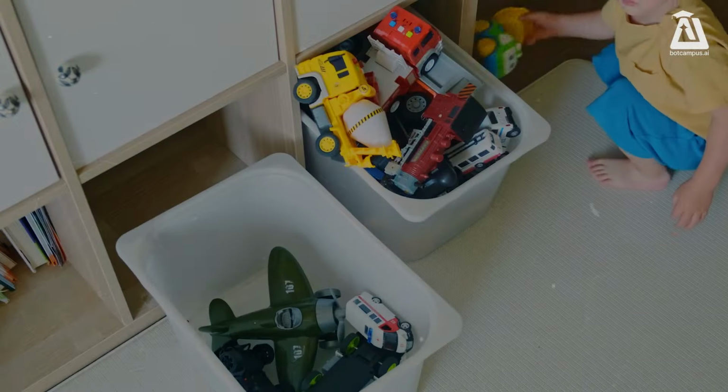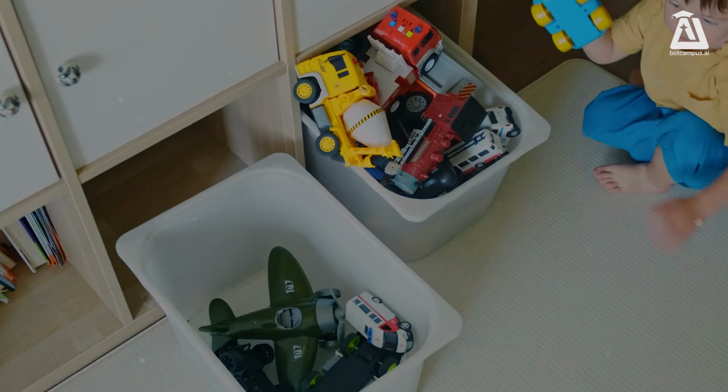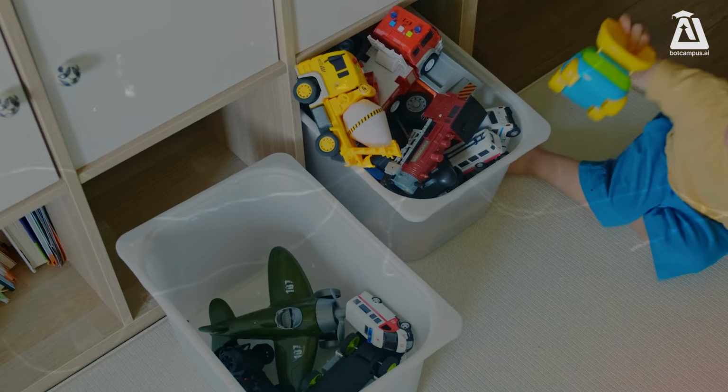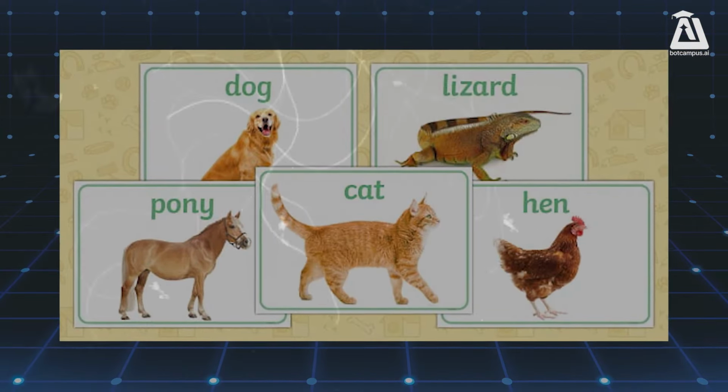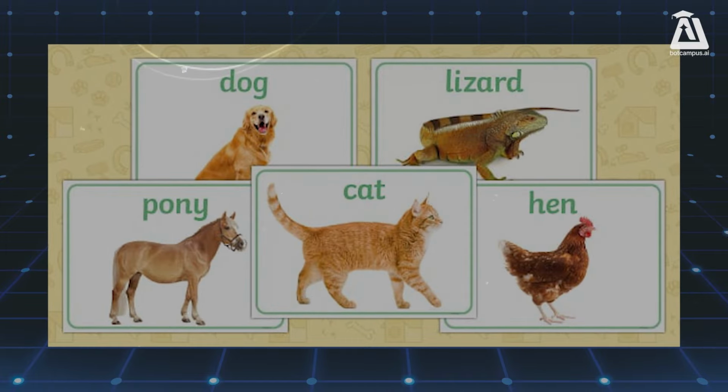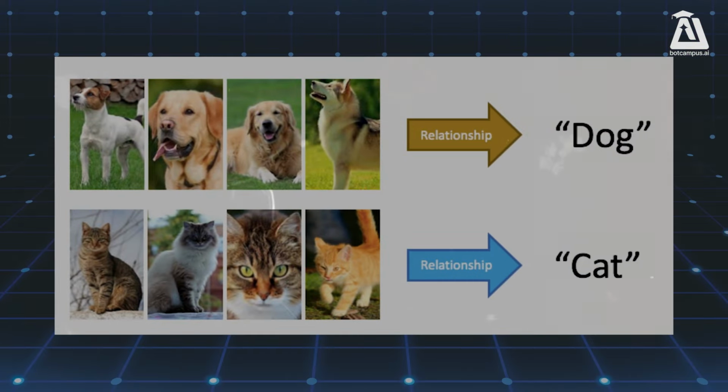Now let me talk about classification. This one's like sorting your toys into two different bins. Let's say we have pictures of pets and we want the computer to sort them into groups: cats, dogs, birds.